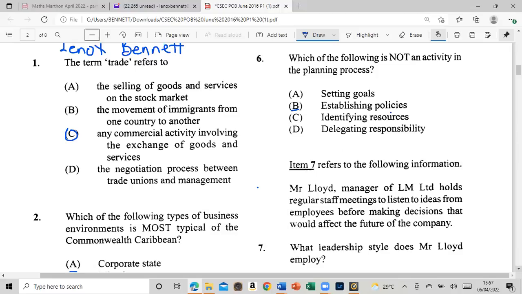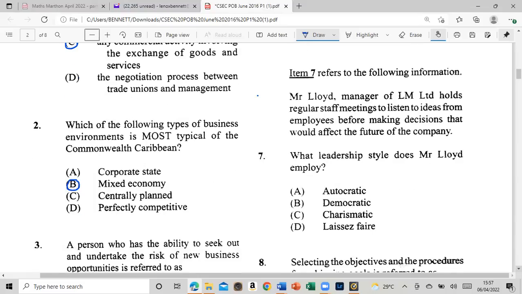Item seven refers to the following information. Mr. Lloyd, manager of LMLTD Limited, holds regular staff meetings to listen to ideas from employees before making decisions that would affect the future of the company. What leadership style does Mr. Lloyd employ? Is it autocratic, democratic, charismatic, or laissez-faire? And that would be democratic.